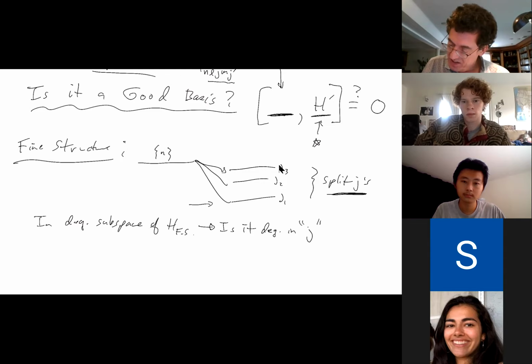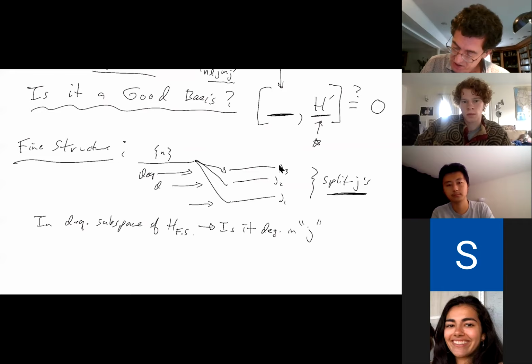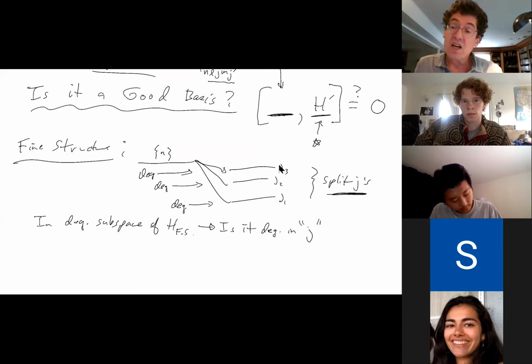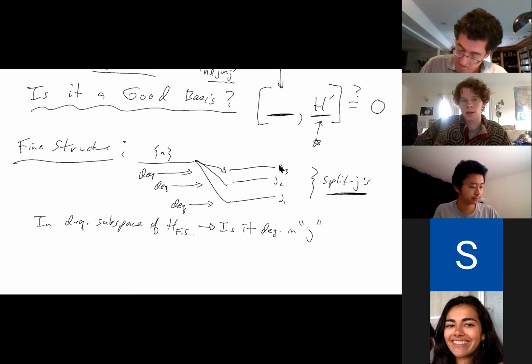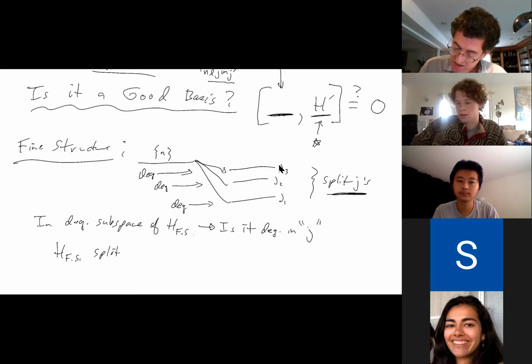See, each of these is a degenerate subspace. Degenerate, degenerate, degenerate. But if I pick one degenerate subspace, are there multiple values of J living in it? That's my question. Yes or no? I'm going to say no. And can you explain why? That's the correct answer. Because they already split, right? Yes, exactly. The fine structure already split the J's.